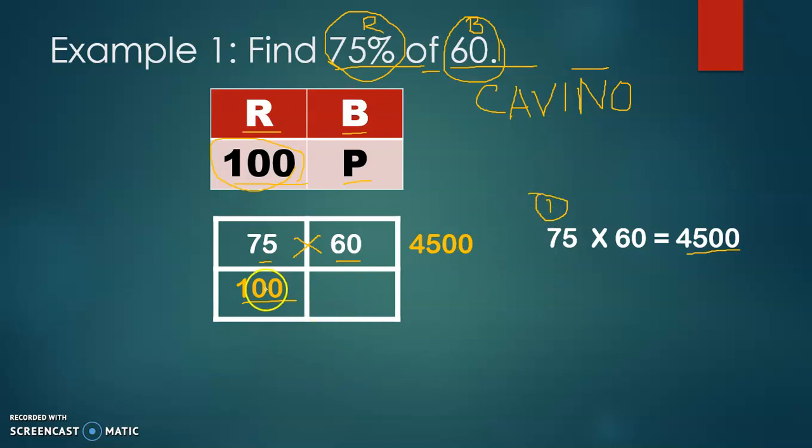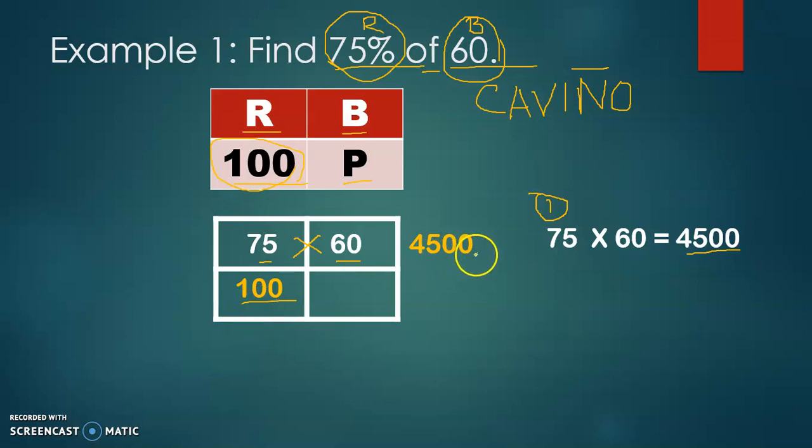Pangalawa naman, i-divide natin ang product nito ng nasa taas ng dalawang yan sa remaining number. What is the remaining number? 100, of course. Yun ang natitira sa baba. Ang kagandahan dito, kapag dinivide mo any number sa 100, i-move mo lang ang decimal point pakaliwa ng dalawang beses.